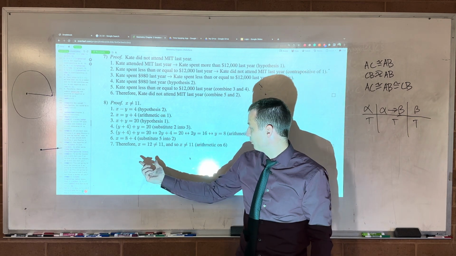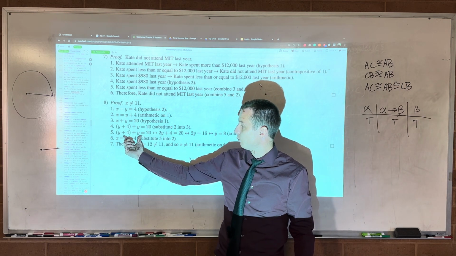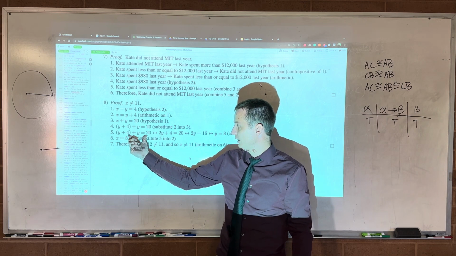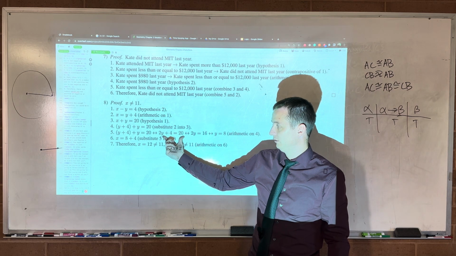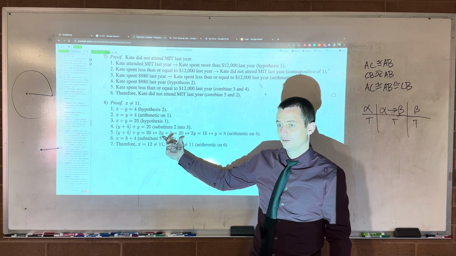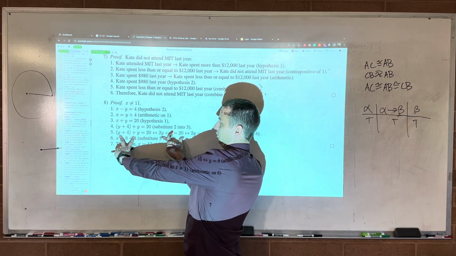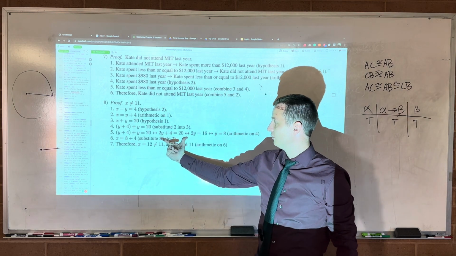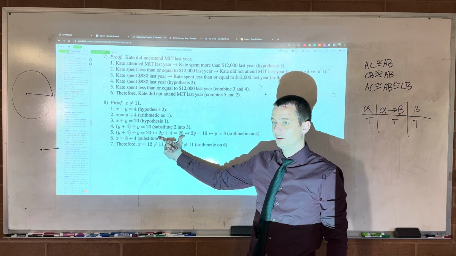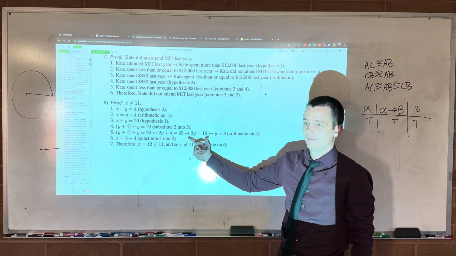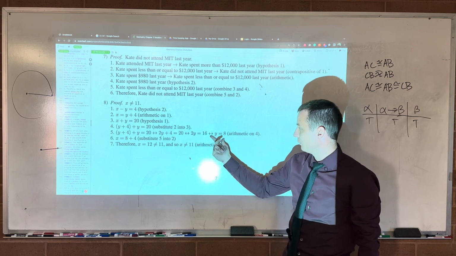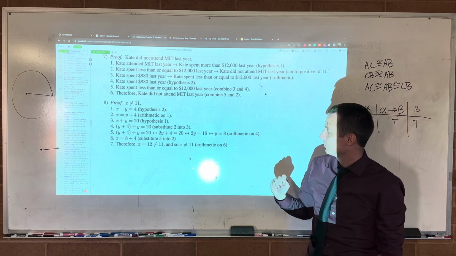Now we're just doing some arithmetic. Y plus 4 plus y equals 20 is the same thing as 2y plus 4 equals 20. Just bring the two y's together. 2y plus 4, still equal to 20, right? Yes. Subtract 4 from both sides, we get 2y is equal to 16. Divide both sides by 2, we get y equals 8. So that's just doing a bunch of arithmetic on line 4.